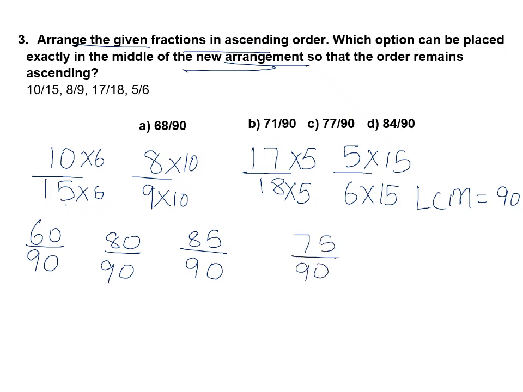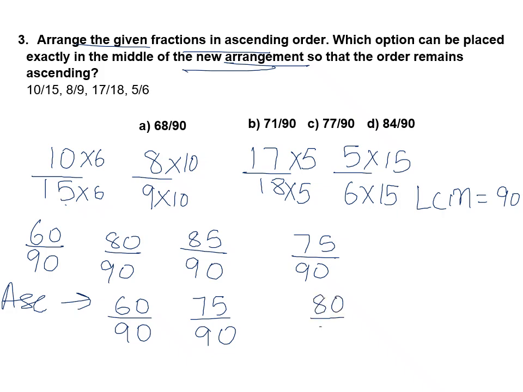Next thing, to arrange in ascending order. Ascending order will be, first will be 60 by 90. Second will be 75 by 90. The third will be 80 by 90. The fourth will be 85 by 90. I have left some space in the middle because we have to fill this middle space. Now, which number should come out of all the options so that the arrangement does not change?